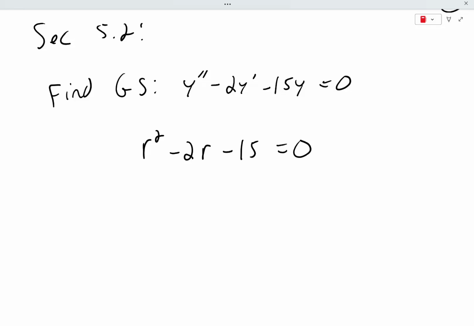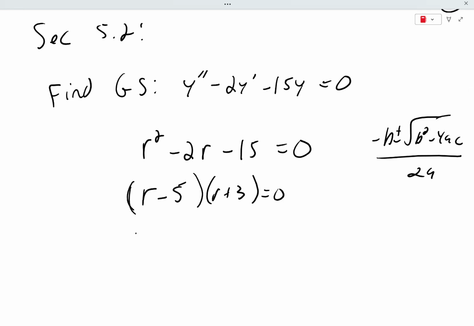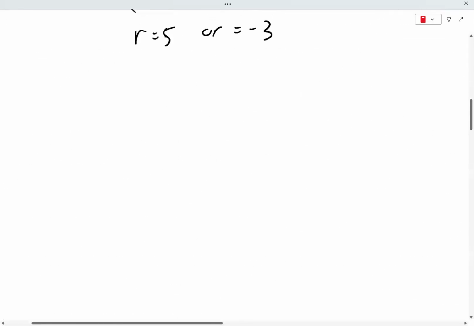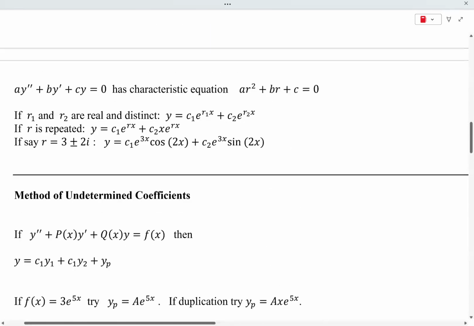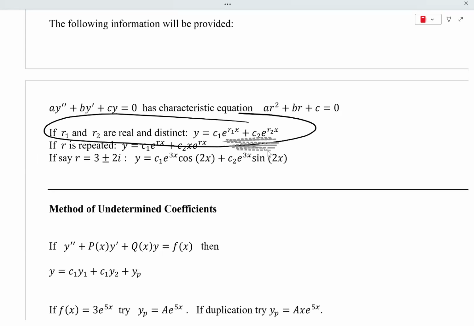I think everybody at this point can probably figure out what it is. But anyway, on this one you can use the quadratic formula or just factor, right? So these factors give r equal 5 or r equal -3. And then immediately you can look at the formula sheet, it's down here. That's this one right here, right? If they're real and distinct like this, then it's just like this for the general solution.